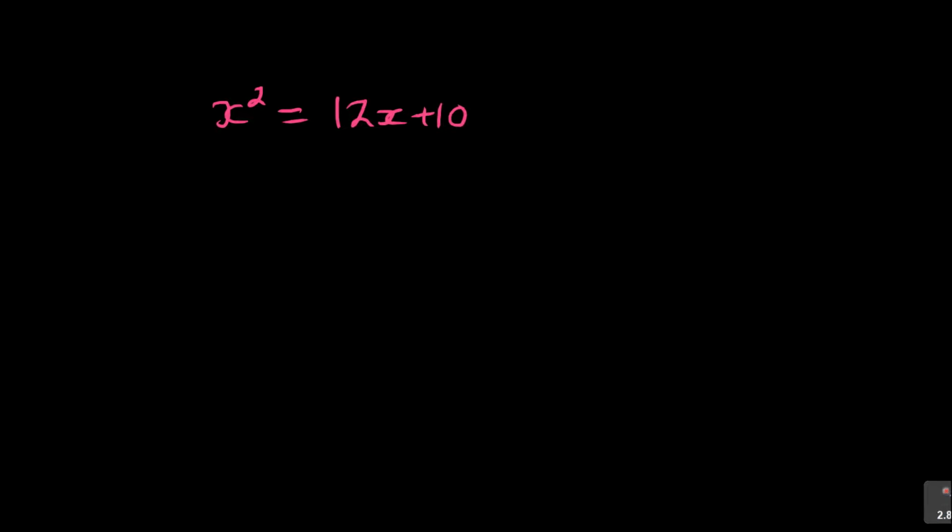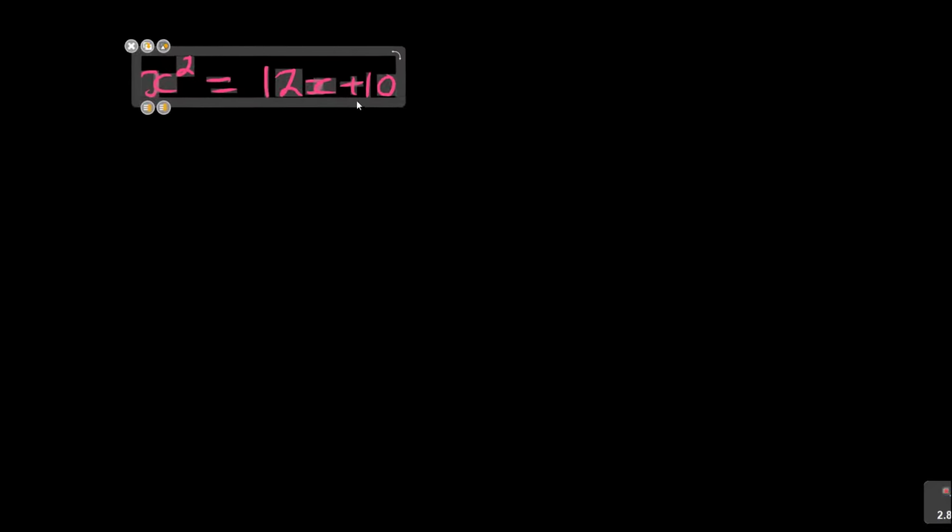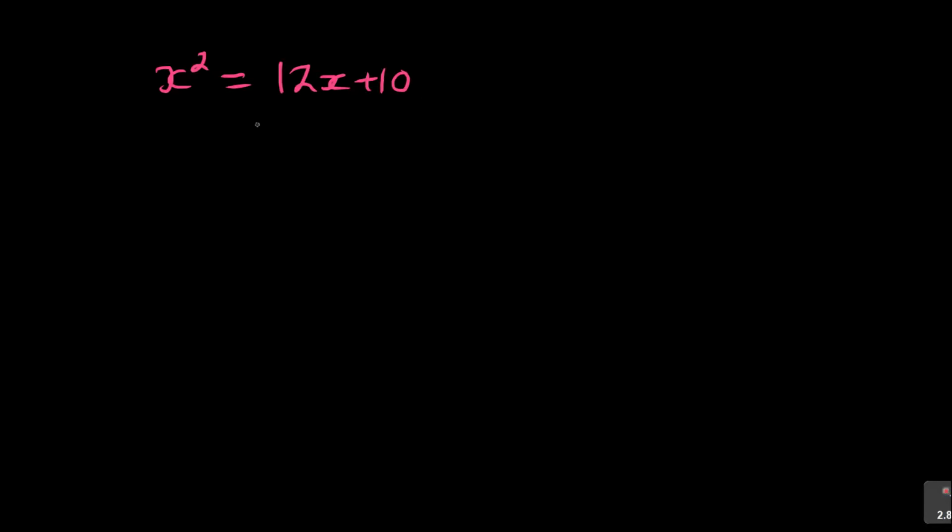Again, completing a square, you need to have proper steps. What is the first step? The first step is to take this 12 to the other side, and then what are you going to have? You're going to have x squared minus 12x is equal to 10. Are you with me? That's the first part.